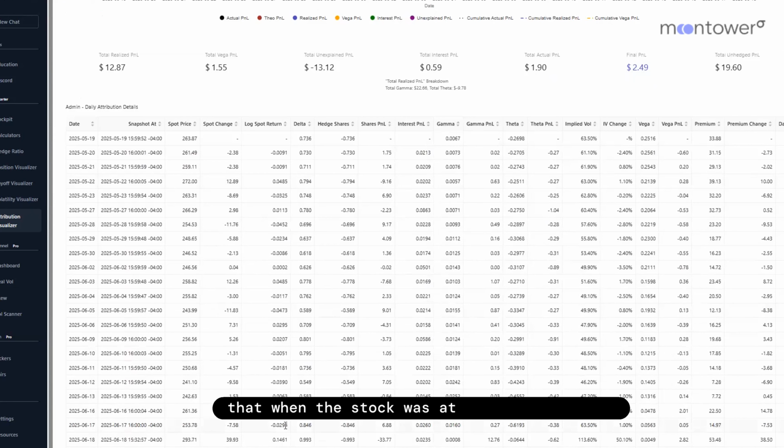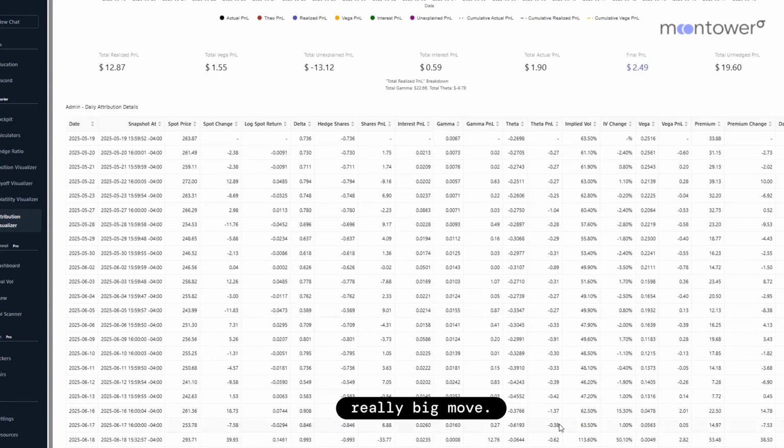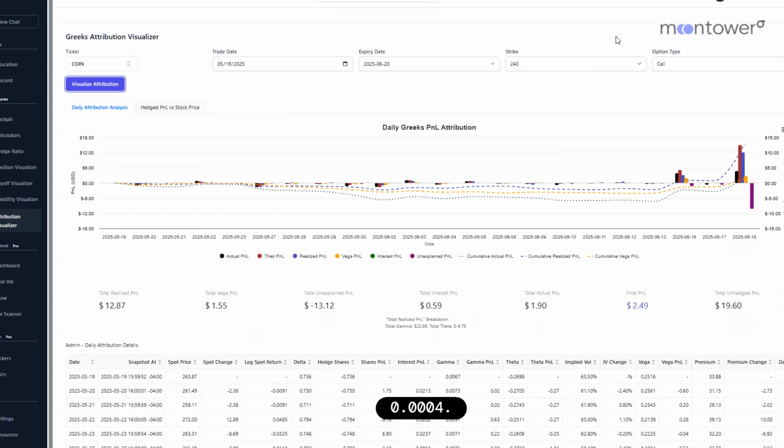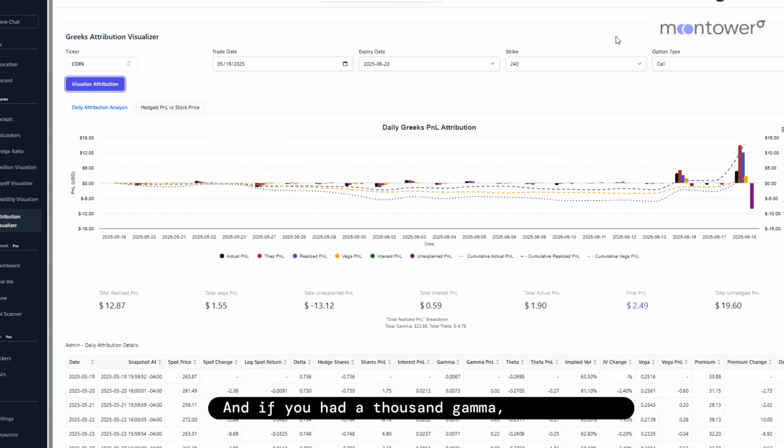I would have predicted that I would have made $15 based on the fact that when the stock was at 253, I was long a bunch of gamma, and the stock had a really big move. Remember, your gamma P&L is kind of a neat trick. If you wanted to compute your gamma P&L, you would just take the stock price squared times the return of that day squared and multiply that by your gamma. So if you imagine a $100 stock that moves 2%, well, 100 squared is 10,000 and 2% squared is 0.0004. So 0.0004 times 10,000 is 4. And if you had 1,000 gamma, your gamma P&L would be $4,000. That's your predicted gamma P&L.